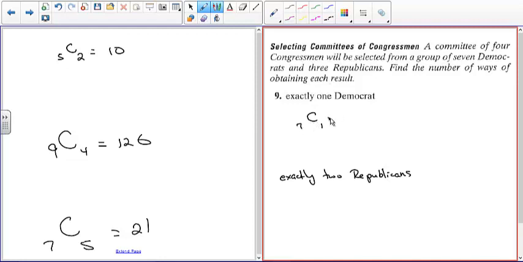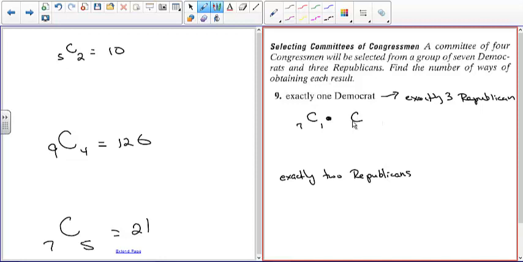Then the second part, if I'm only going to have 1 Democrat, how many Republicans are going to be on the committee? So read the problem. So you had 4. One of them's a Democrat. That means, because 4 minus 1 is 3, that when I say exactly 1 Democrat, that implies exactly 3 Republicans. It doesn't say that, but it is. Okay. So the second part of the process is picking the Republicans.